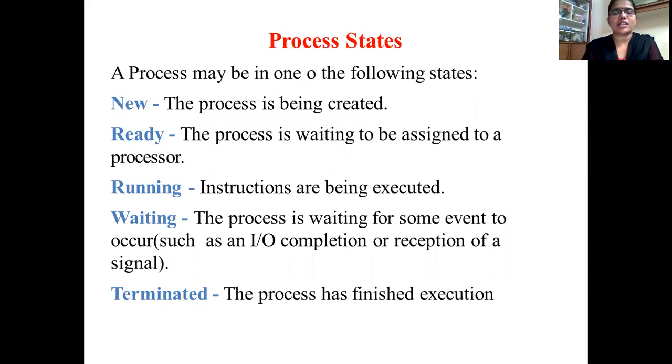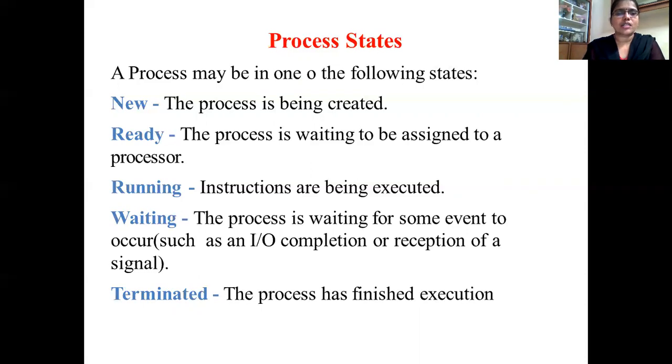Now coming to process states, there are 5 states of a process: new state, ready state, running state, waiting state, and terminated state. When a process is created for the first time, it is said to be in the new state. And when a process has acquired all the resources that are necessary for its execution, then a process is said to be in ready state. And from ready state, a process is moved to the running state. In running state, a process is allocated a processor and it starts execution.